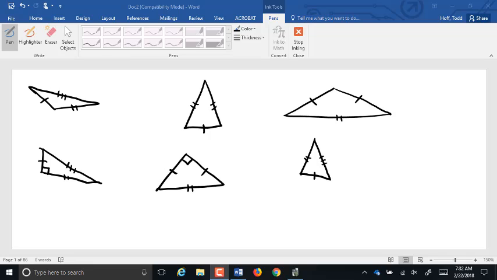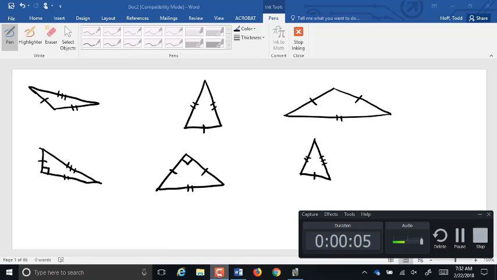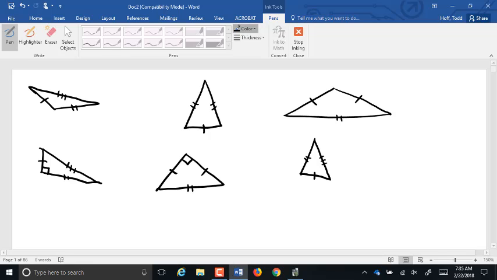I want you to name each of these triangles as detailed as possible using both angles and sides. We'll talk about it in just a minute. Okay, so the first one is what? It's scalene and obtuse.